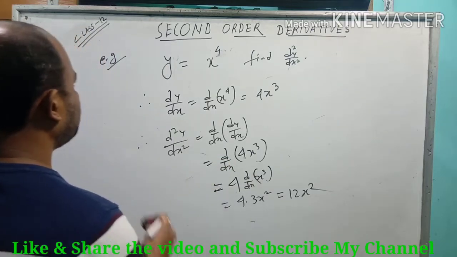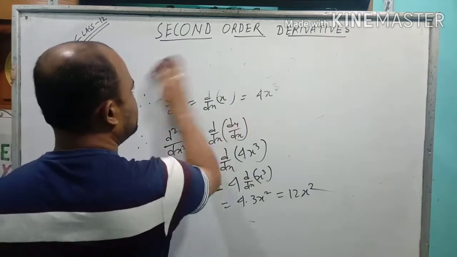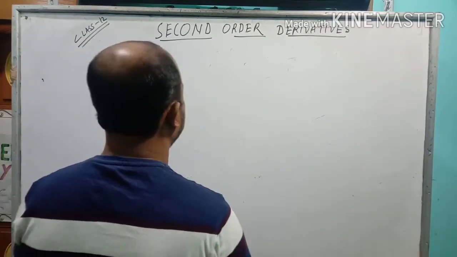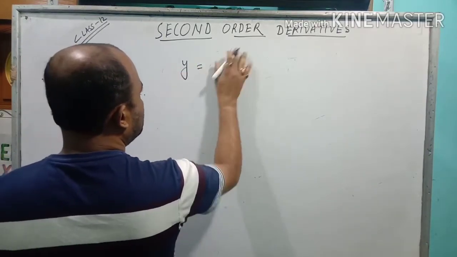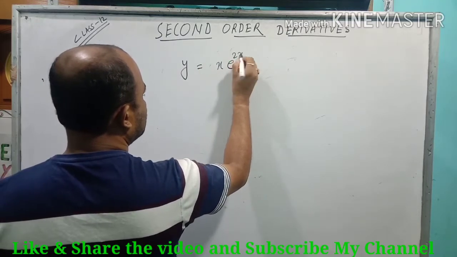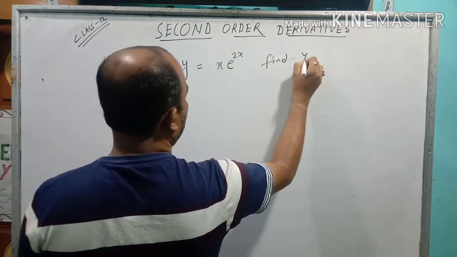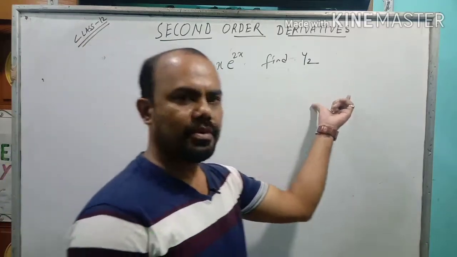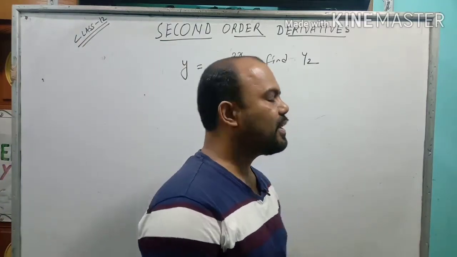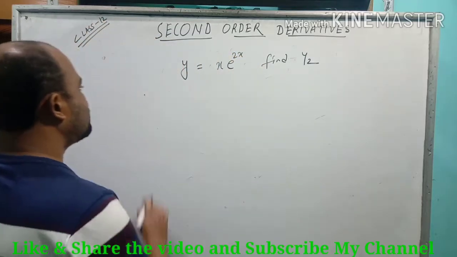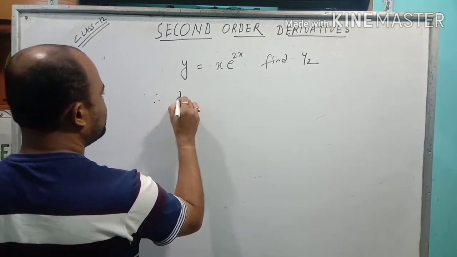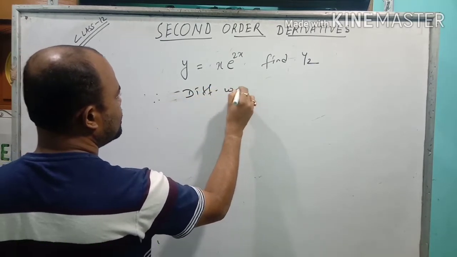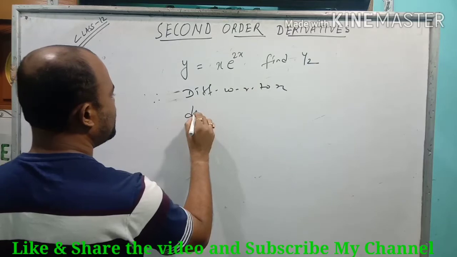Now see another one. y equal to x e power 2x. Find y2. You are asked to find y2. Now remember, what is y2? y2 is d2y by dx square, nothing but the second order derivative. So as usual, first we have to find, and you always write in the first step, differentiating with respect to x. So it will be dy by dx.